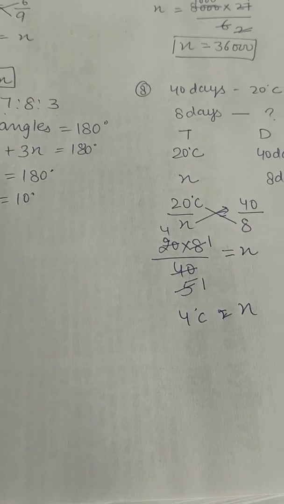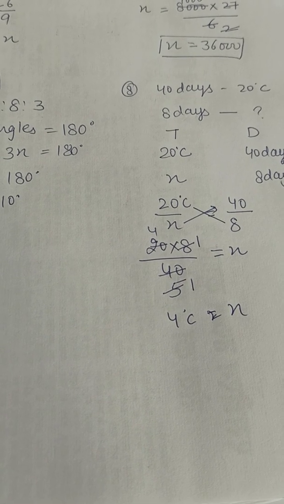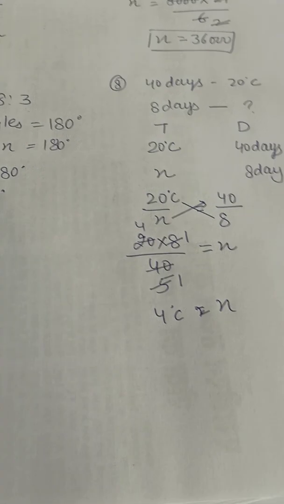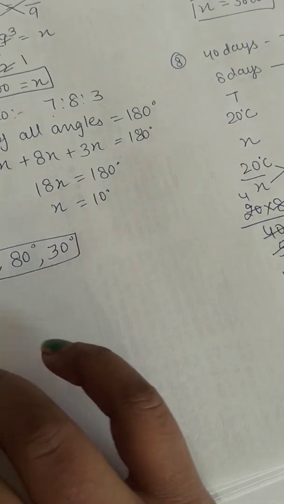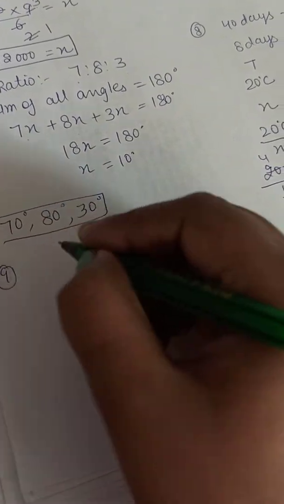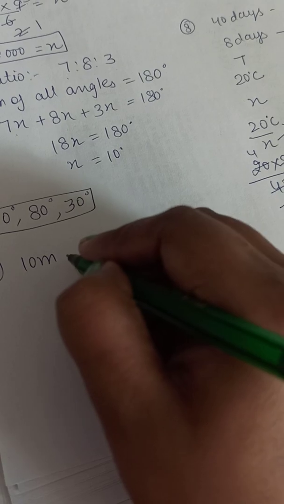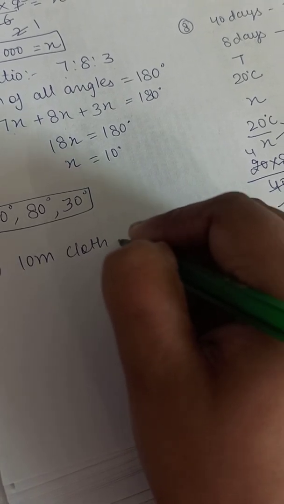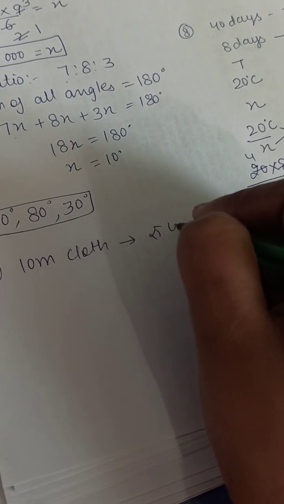Next, question number 9. The cost of 10 meters of cloth is rupees 425. Cost of 10 meter cloth, that is rupees 425.